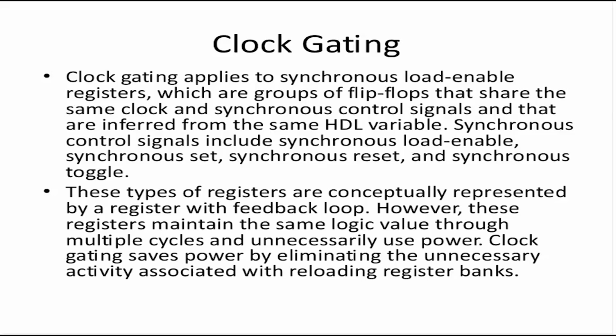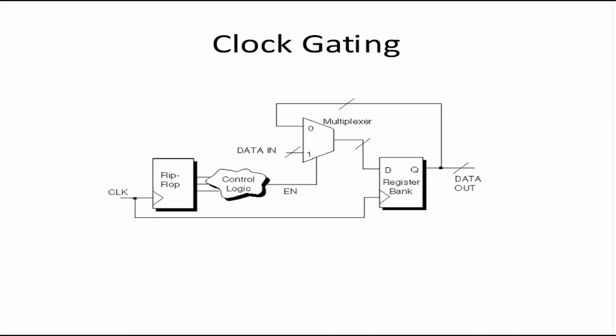What it means is that a register bank which maintains the same value cycle after cycle has a data pin that is not toggling, but the clock is always toggling. It consumes unnecessary power. Clock gating saves power by eliminating the unnecessary activity on the clock associated with reloading register banks. Sounds complex, but it is very simple when we look at the figure.